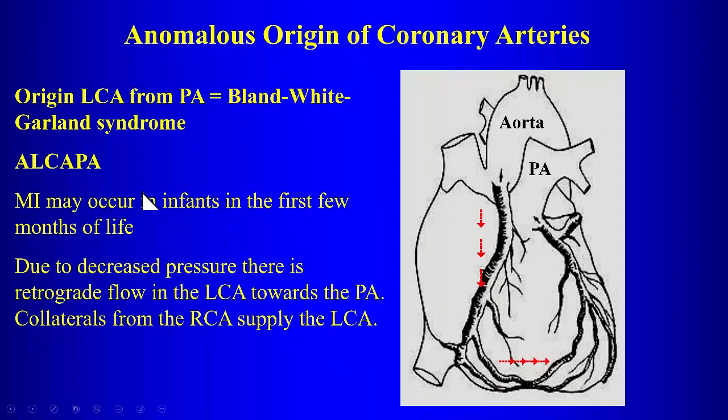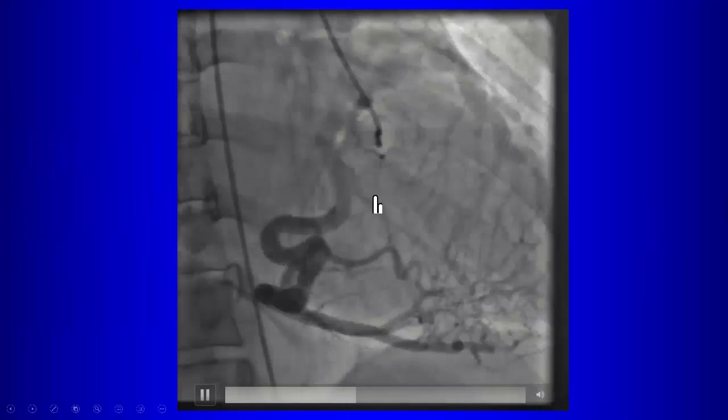So this can be associated with ischemia in infants. And as we've said, what happens because of the pressure gradient here is that the flow is actually reversed in the left coronary circulation. So these patients develop collaterals from the high pressure coronary arteries to the anomalous left coronary artery, and then the blood flow goes towards the pulmonary artery. And so that can result in ischemia because it robs the blood flow from the myocardium. So here's an angiogram in that case.